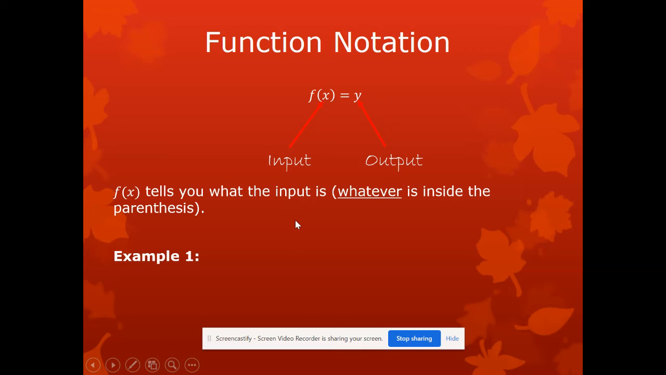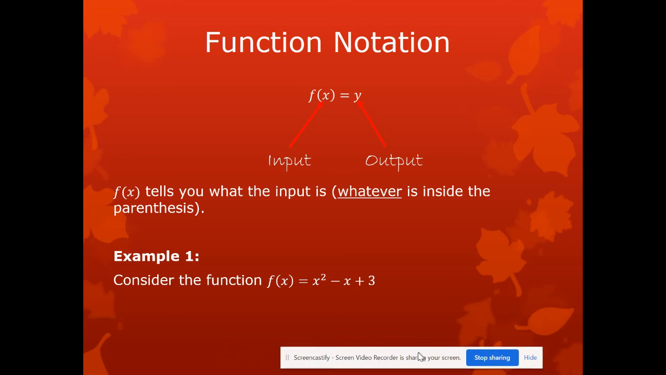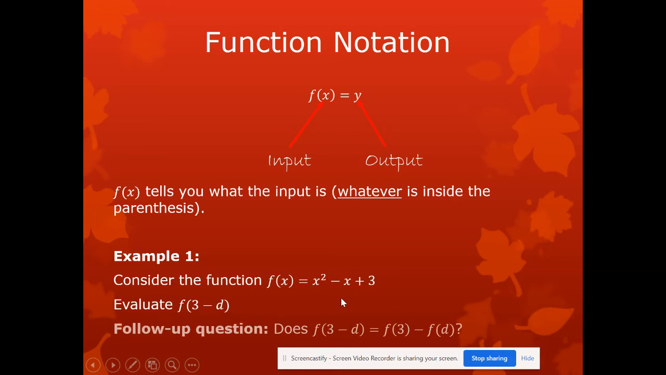So for example, if you have a function that looks like this, f of x is x squared minus x plus 3, really what that's saying is that we're going to take whatever the input is, square it, then subtract that input, and then add 3. And we're going to do all three of those things together. For that function, I have the input 3 minus d. The first thing I'm going to do is square the input. Then I'm going to subtract the input, and then I'm going to add 3. We'll work through that in the next one.